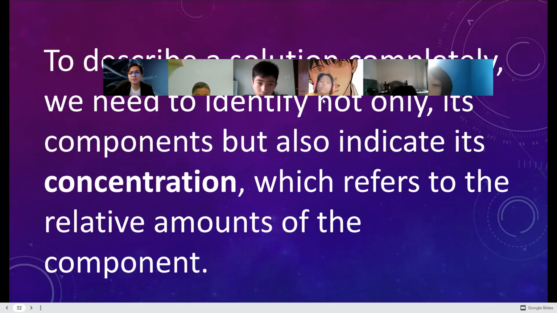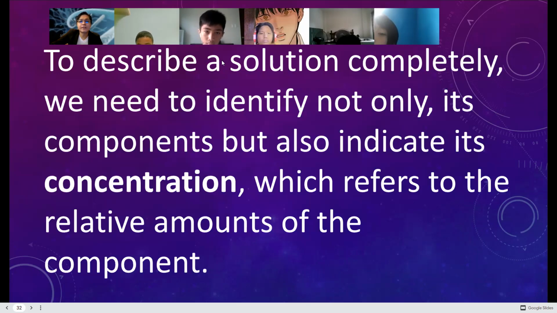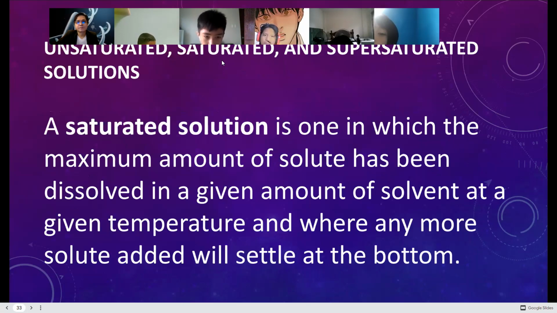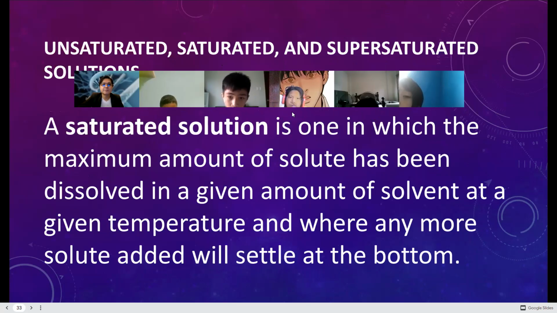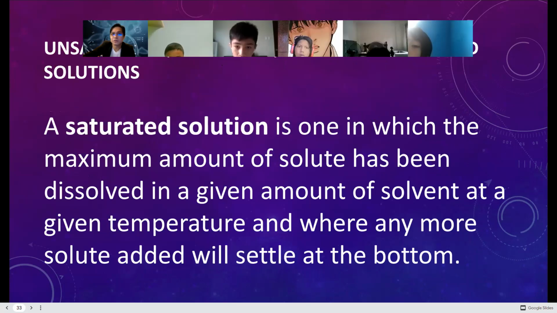To describe a solution completely, we need to identify not only its components, but also its concentration, which refers to the relative amount of the components, the concentration of your solute and your solvent. Unsaturated, saturated, and supersaturated solutions. What are those?